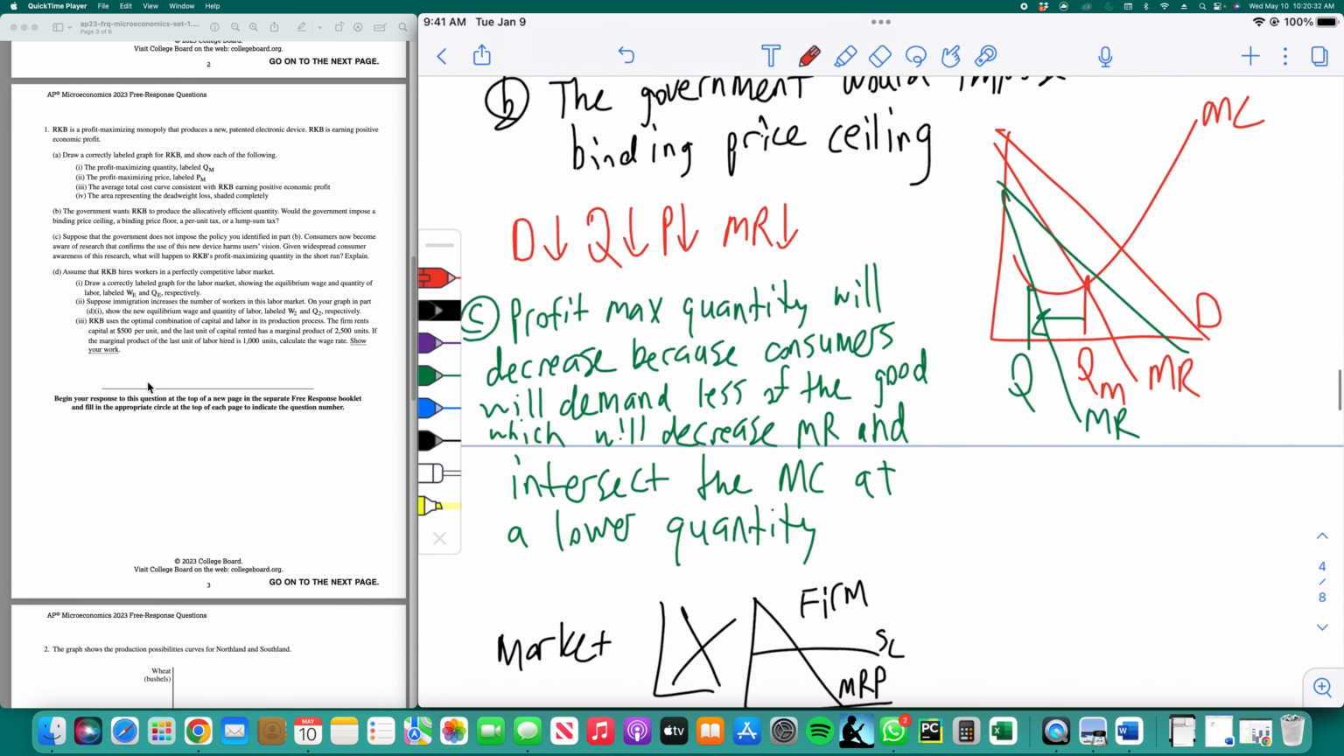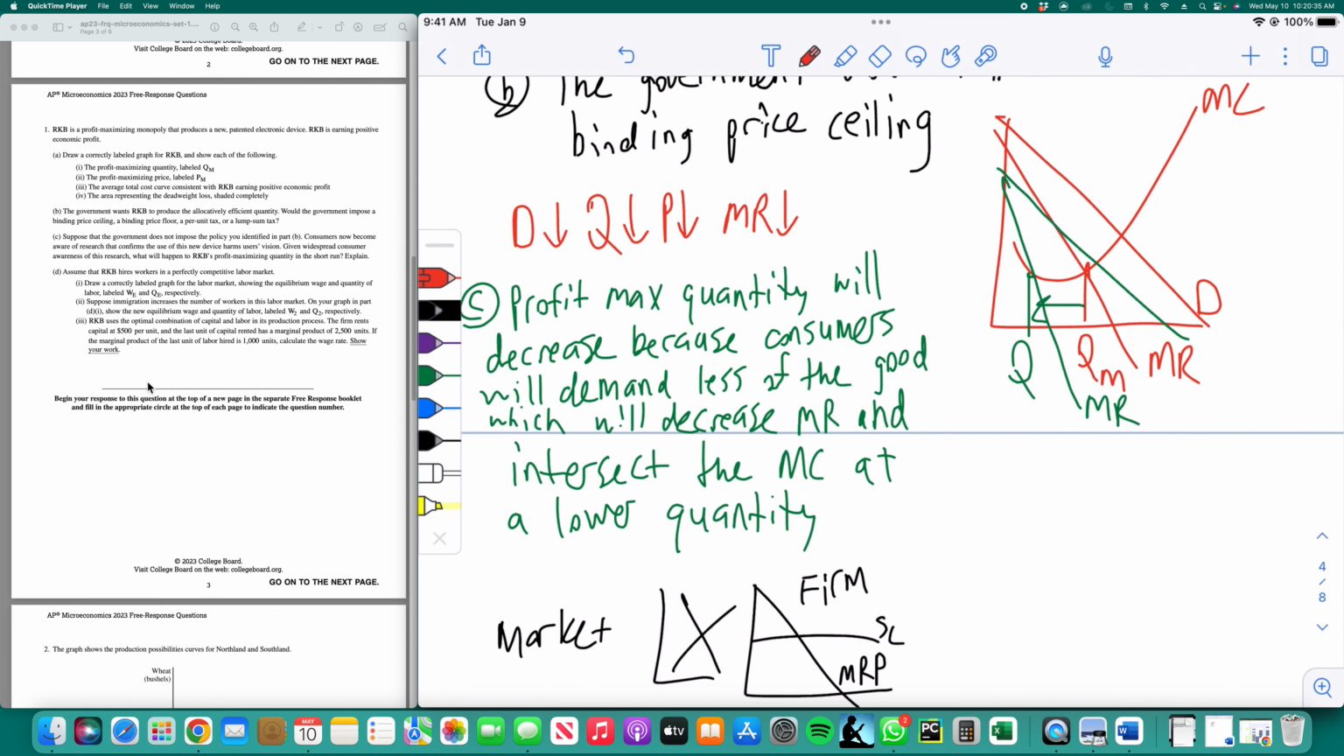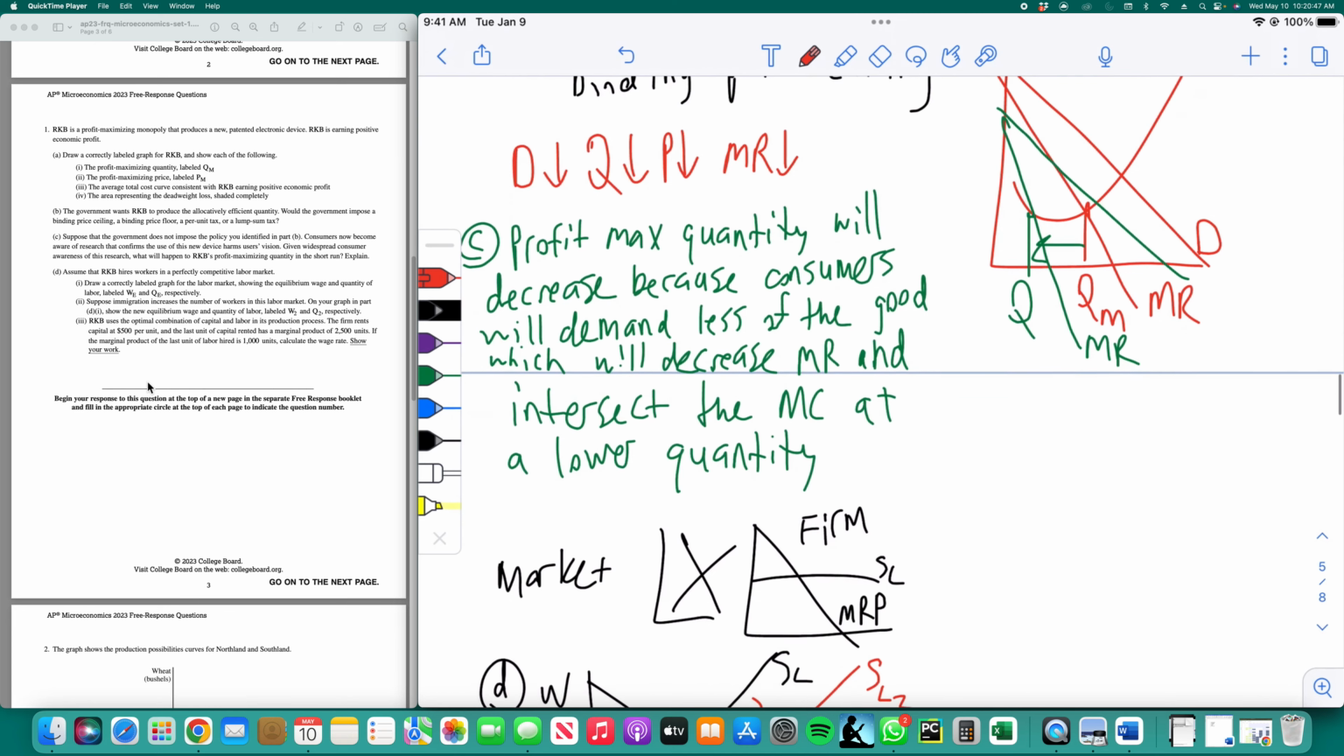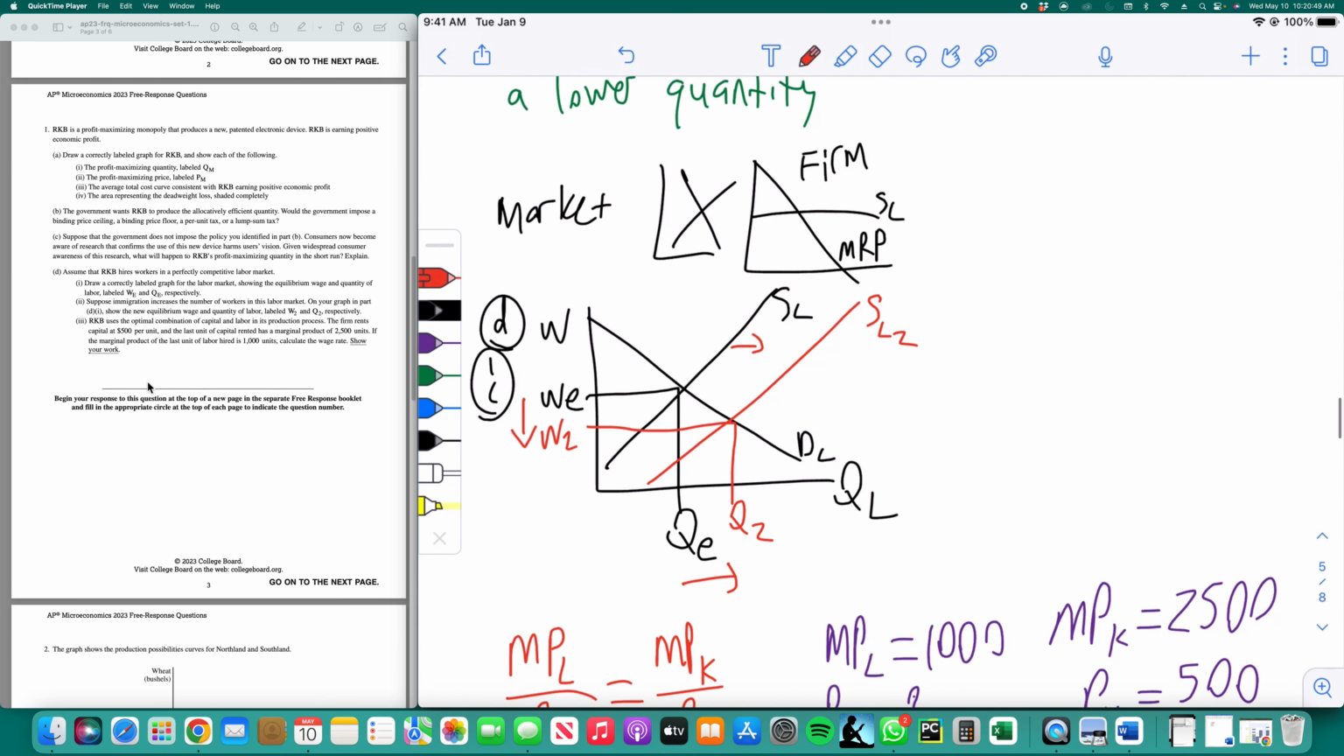Part C, because of the decrease in demand, this is going to decrease the marginal revenue and intersect the marginal cost at a lower quantity. You do not have to draw the graph. The only thing you need to do there is answer the question and explain it. Part D, we have the labor market. All it was the supply and demand. If you're wondering why did we not draw this, the question only asked you for the labor market. If they wanted the firm graph, they would have to specifically ask you to draw the firm graph. They would have to say firm.